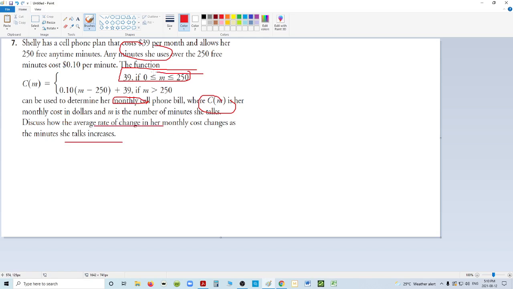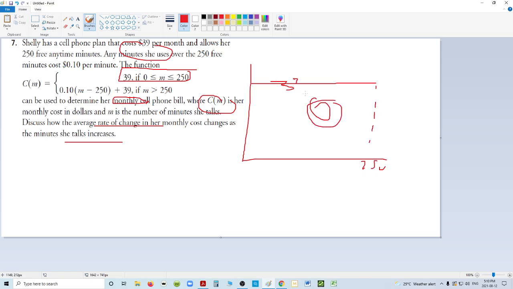Okay, that's easy. For the first 250 minutes, she will be consistently paying a flat line, $39, no matter what. That's what it'll look like. For the first 250 minutes, it'll be a flat line, which means the rate of change is 0. All horizontal lines have a slope of 0. All vertical lines have a slope that cannot be calculated, but all flat lines have a slope, horizontal lines have a slope of 0. At this point, it becomes a line that uses this formula.